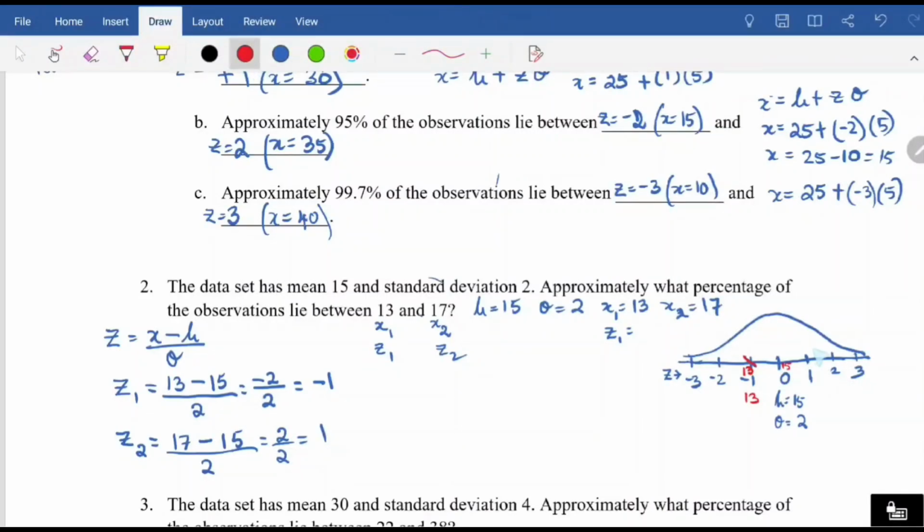So that means 17 is located at a z value equals 1. It's 1 standard deviation away from the center point. So that's where 17 is located.